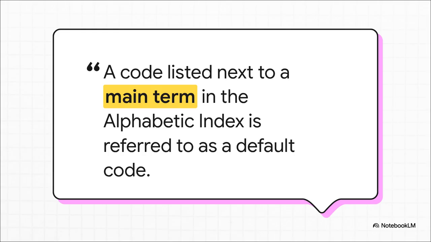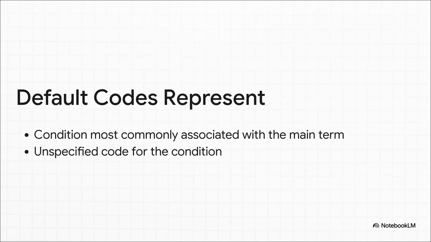That lone code just sitting right next to the main term, it isn't there by accident. It's your built-in safety net for when the doctor provides zero extra clinical descriptors in their notes. According to the official CMS guidelines, that default code represents one of two things. First, it might represent the condition that's most commonly associated with that main term. Or second, it might simply be the unspecified code for that condition.